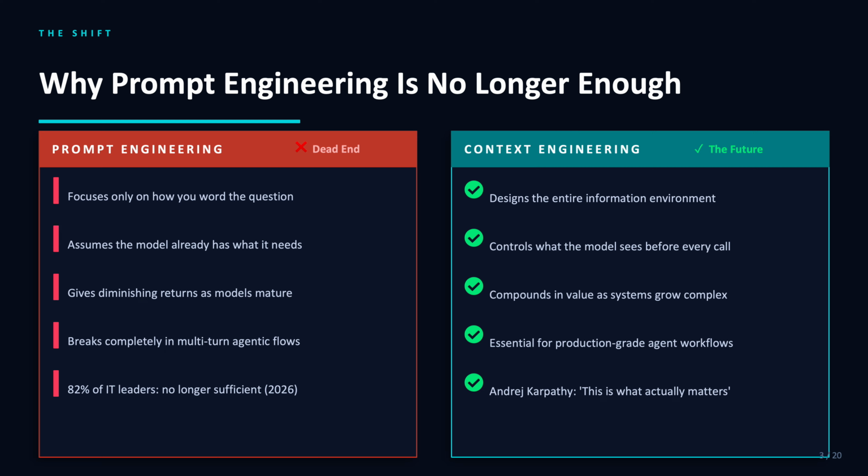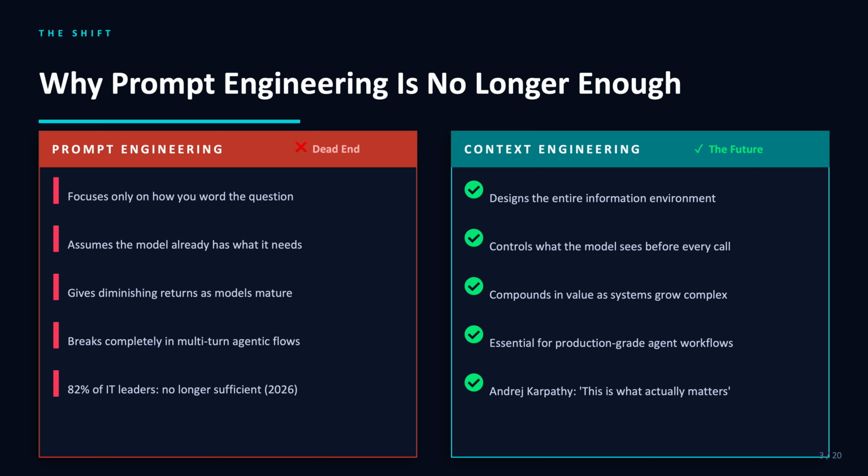But 3 things changed simultaneously. Models got dramatically smarter. Their reasoning has largely solved the problem of understanding what you're asking, even with imperfect phrasing. So the phrasing stopped being the bottleneck. At the same time, AI moved from single-turn chat to multi-step agentic workflows. In an agentic flow, there is no reprompting. You can't course-correct mid-task. The context you load at the start is all the agent has.